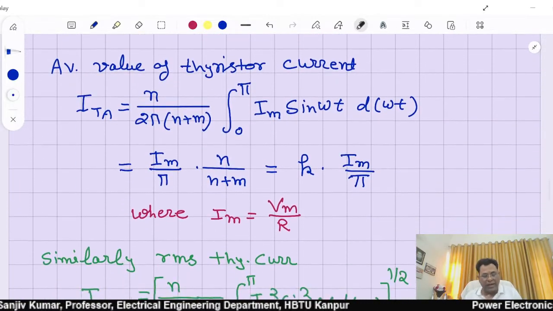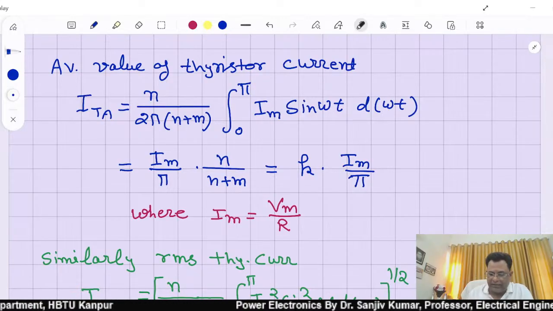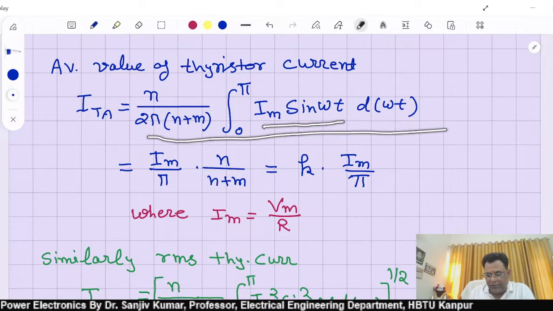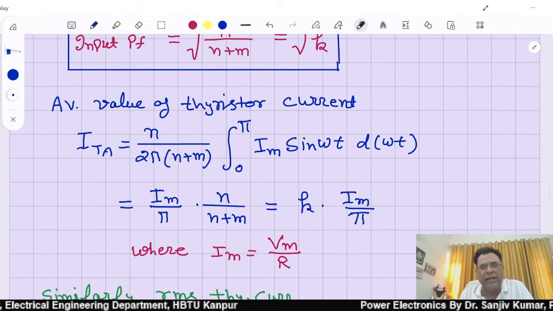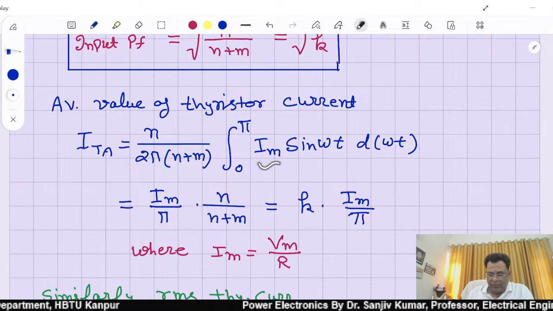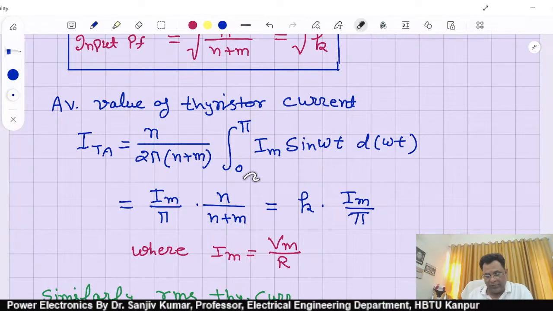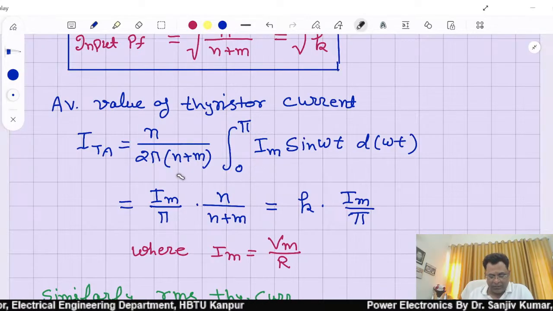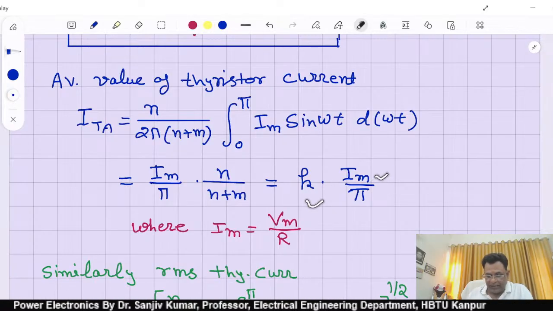But before going to that, let us check the average value of thyristor current. The average value of thyristor current is given by, how does this come? Vm sin omega t divided by R is simple. So Vm by R is equal to Im. So it is equal to Im sin omega t, and the duration of flow of this current is 0 to pi. So it comes out to be like this, which means the average current comes out to be K times Im upon pi.